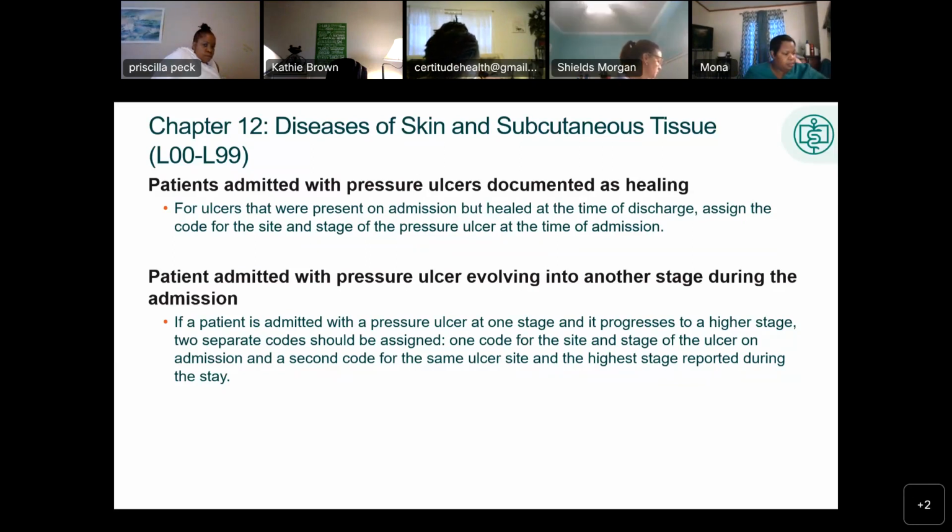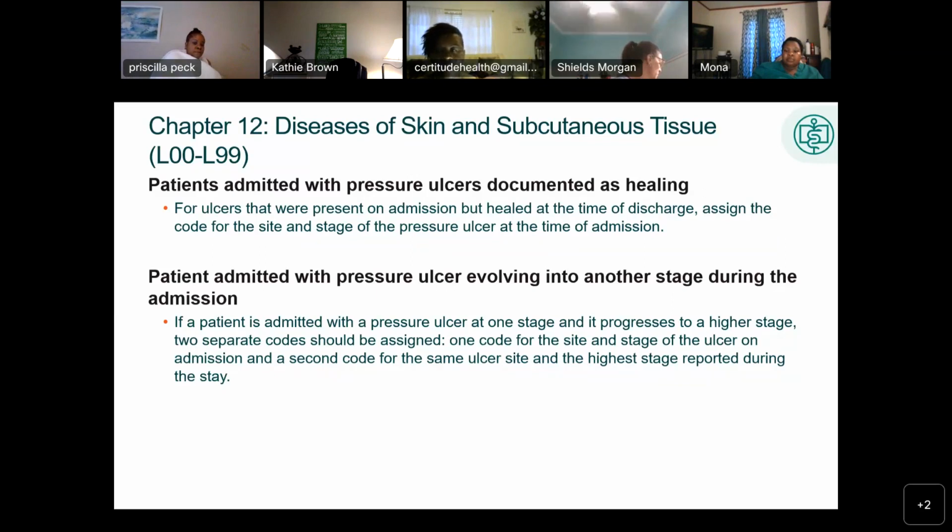This one specifically states that if a patient presents or is admitted with a pressure ulcer at one stage and then it progresses to a higher stage, like if it started at a stage 1 but maybe they were again a bedridden patient and they were sitting in this position and it just continued to get worse, then the guideline states that you should assign 2 separate codes, one code for the site and stage of the ulcer on admission, and then a second code for the same ulcer site in the highest stage reported during the stay.